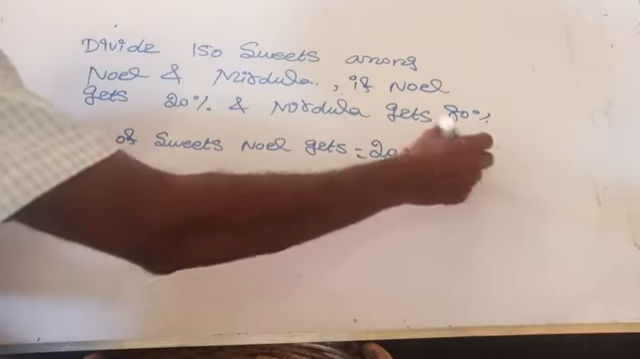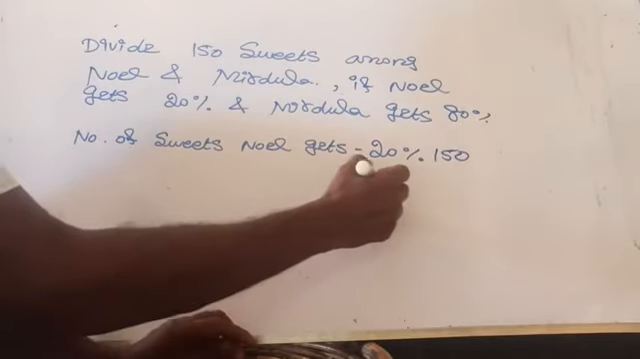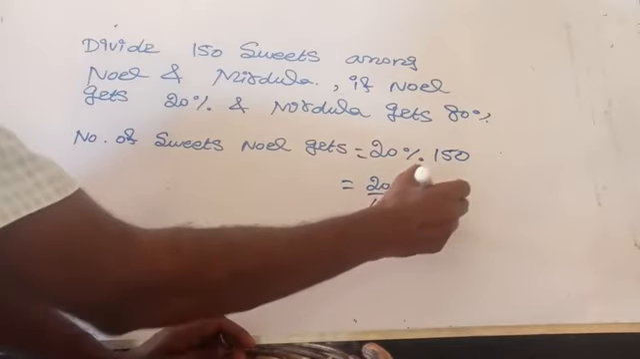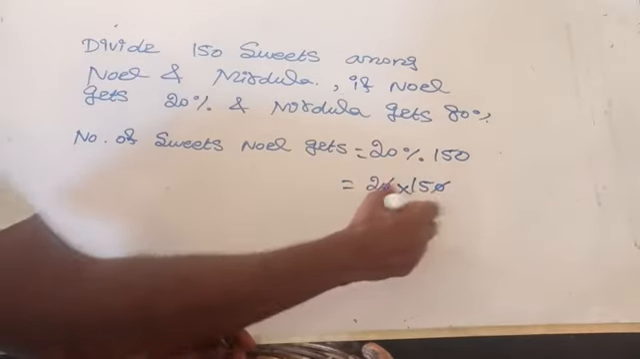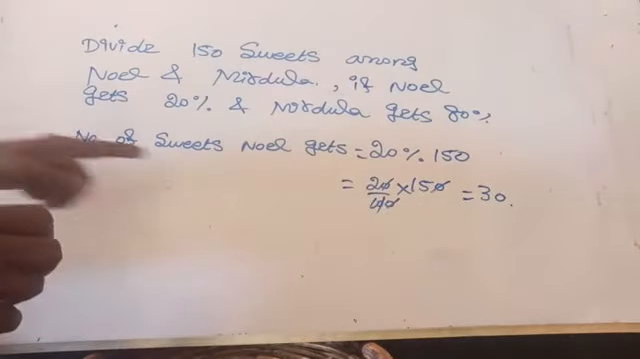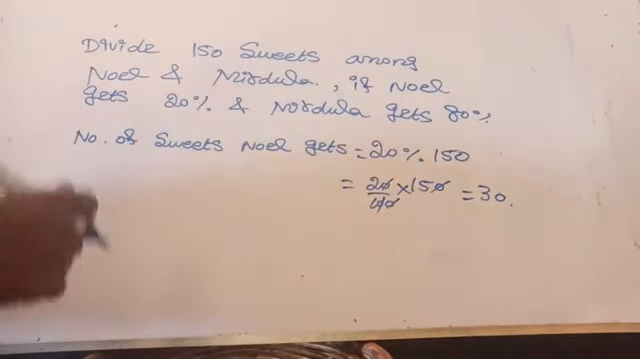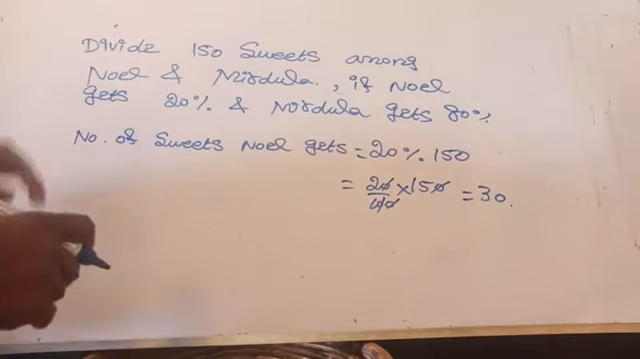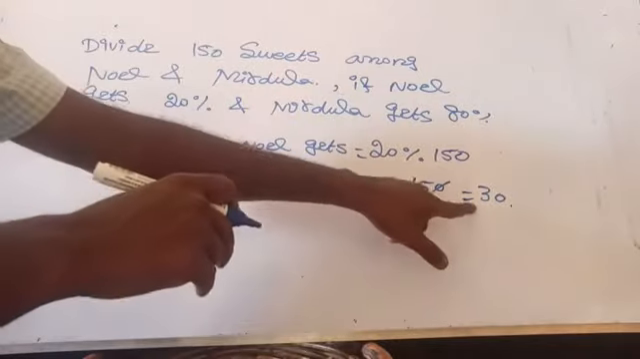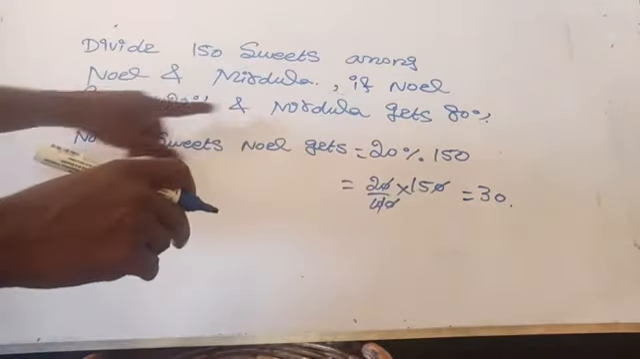Total sweets, it's given as 150. So 20 percentage means 20 by 100 into 150. The zeros you can cancel here. So 15 twos are 30 sweets. Noel will get 30 sweets, and Mridula will get the remaining number of sweets. The total number of sweets is 150, so 150 minus 30 is 120 sweets. Mridula will get 120.